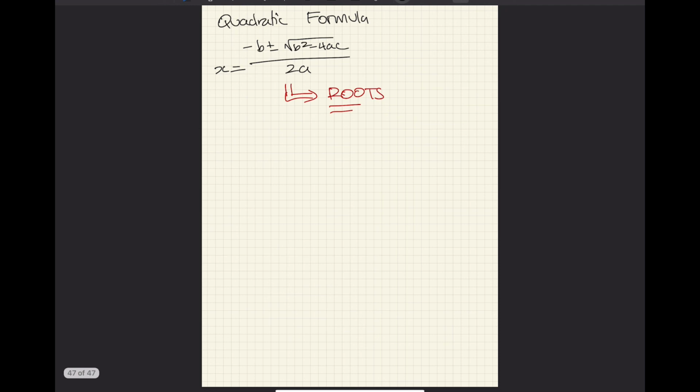And I'll see you in the next video, where we're going to be looking at how we can use these roots from the quadratic formula to graph, and how we can use the turning point form and factorization to solve for the roots.